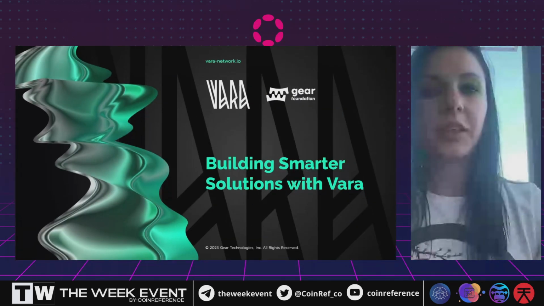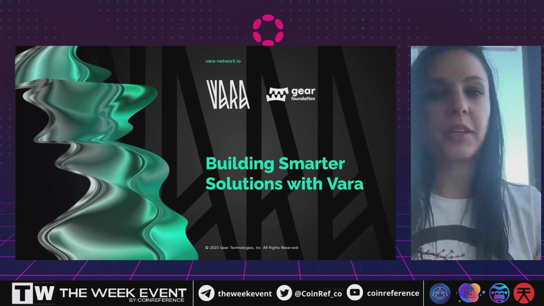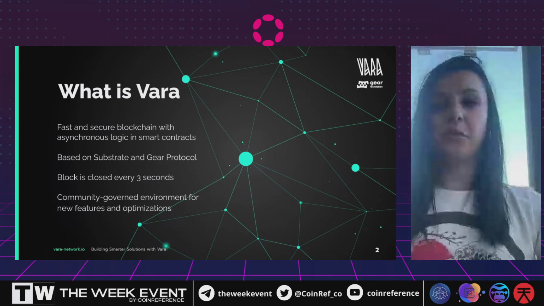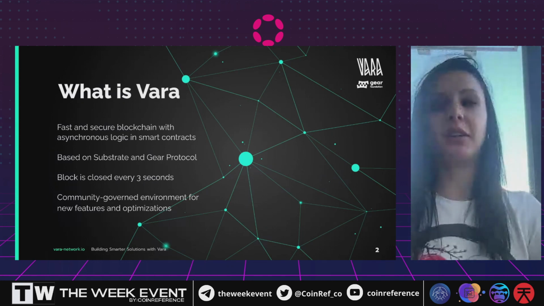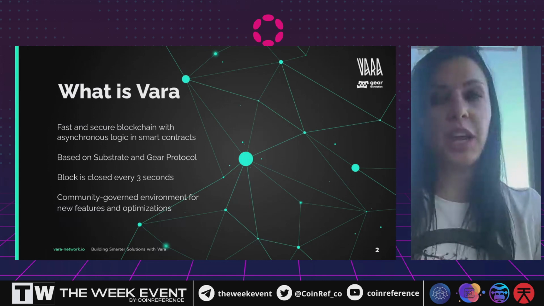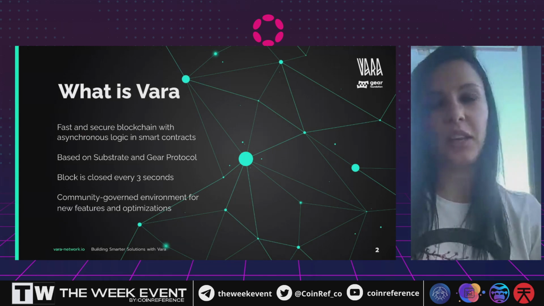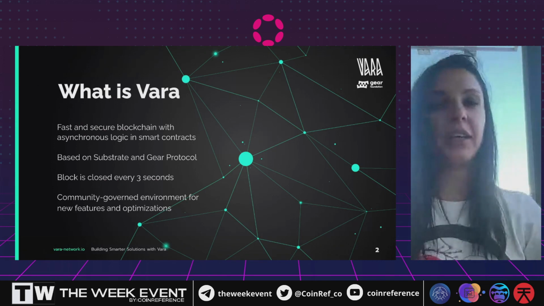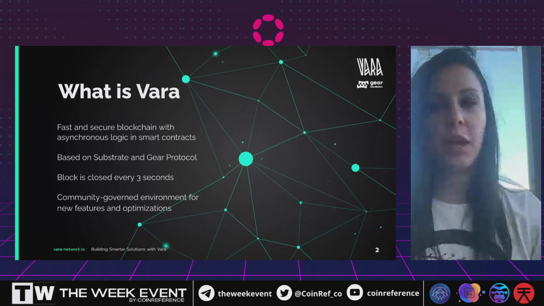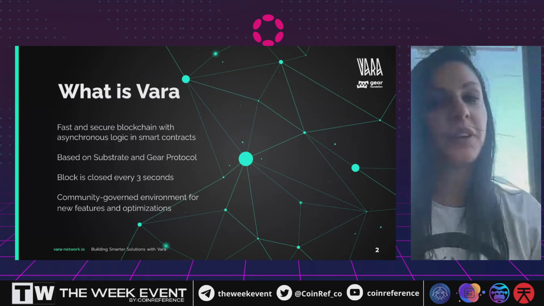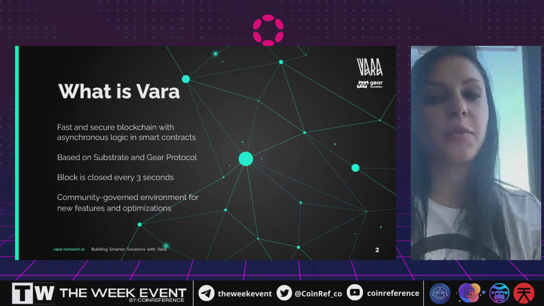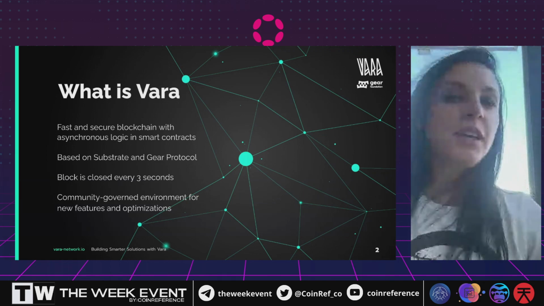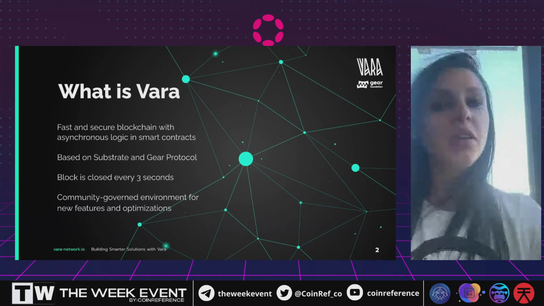So today I will be talking about Vara network. First of all, let's start with some of the basics. What is Vara? Vara is a layer 1 blockchain which has asynchronous logic in its smart contract. It's based on Substrate and Gear protocol. Here I will stop for a second because I imagine all here know about Substrate, because Polkadot and Kusama are Substrate based, and we are also Substrate based. And probably here people don't know what is Gear protocol.